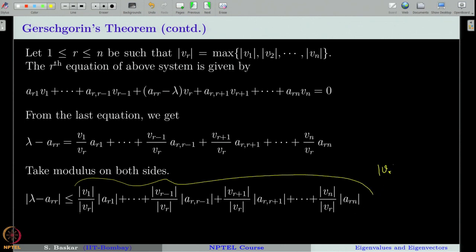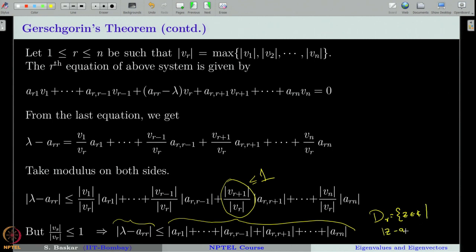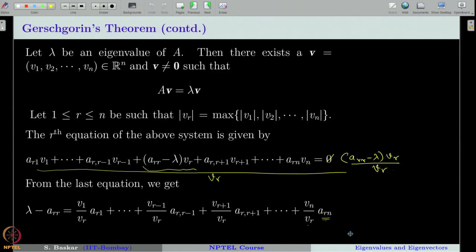Now, you see Vr is greater than or equal to all the other components Vi, i equal to 1 to n, right? That implies mod Vi divided by Vr is less than or equal to 1, right? Therefore, each of these quantities is less than or equal to 1. So, you use this property and write this right hand side expression like this. You can see that mod lambda minus Arr is less than or equal to this, where each of these terms is dominated by 1 here. Now, if you recall, the disk Dr is nothing but the set of all z in C such that mod z minus Arr is less than or equal to the radius. The radius of the rth disk is precisely given by this expression, right?